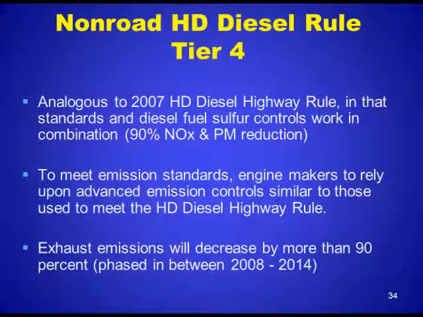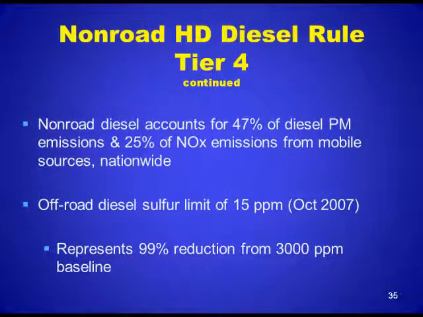Now, you have the non-road heavy-duty diesel rule, or Tier 4. This is analogous to the 2007 heavy-duty diesel highway rule in that standards and diesel fuel sulfur controls work in combination. To meet emission standards, engine makers are to rely upon advanced emission controls similar to those used to meet the heavy-duty diesel highway rule. Exhaust emissions will decrease by more than 90%. This will be phased in between 2008 and 2014. Non-road diesel accounts for 47% of diesel PM emissions and 25% of NOx emissions from mobile sources nationwide.